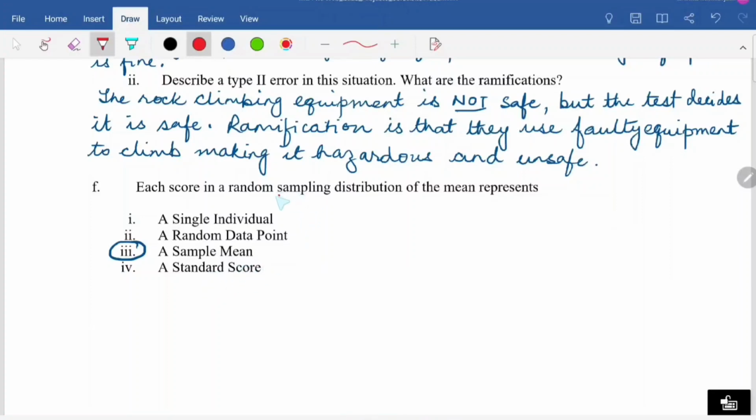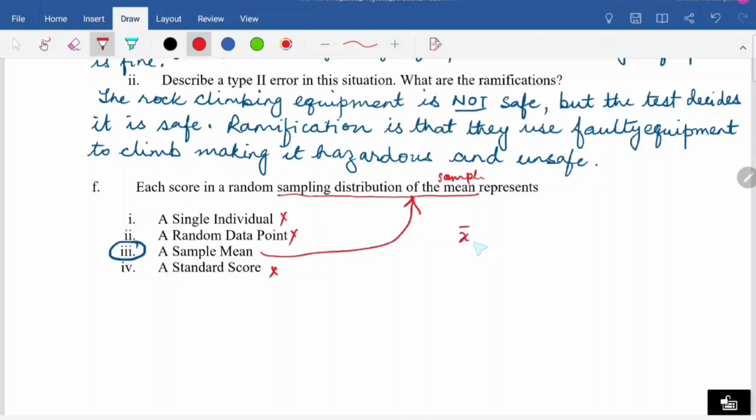Whenever we talk about the sampling distribution of the mean, the implied word here is sample mean. We refer to a sample mean. Sampling distribution refers to a sample mean. It's not a random data point. It's not a single individual observation. It's not a standard z-score. It refers to a sample mean.